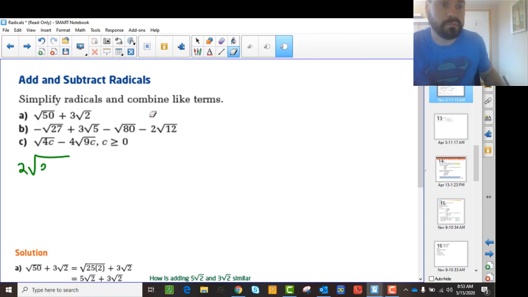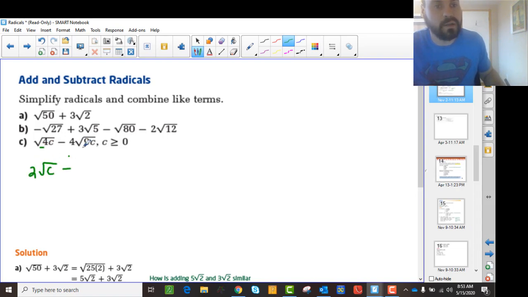Okay, we don't have to actually simplify in terms of writing that as a perfect square because it already is, but we have to write the square root part out. So the square root of 4 is 2, so we get 2 root c minus, and then the square root of 9 is 3, so this becomes 12 root c. And then 2 root c minus 12 root c is minus 10 root c. Okay, and that's my answer.